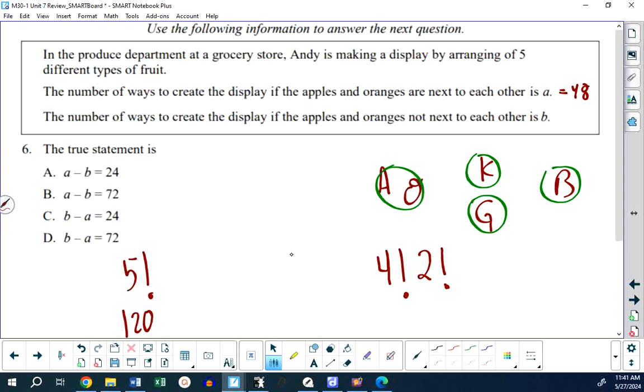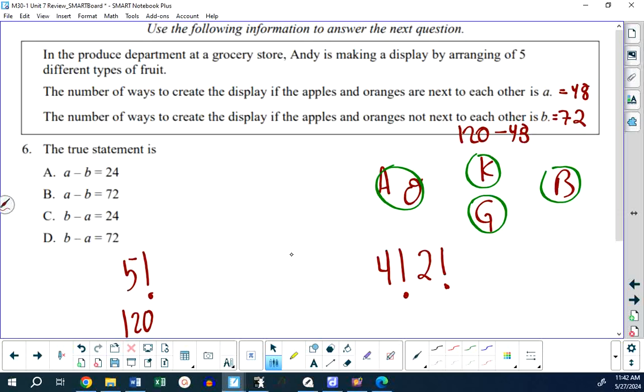Does that make sense? Okay. So B will be 120, the total number of arrangements, minus 48, the ones where they are together, and that, I believe, if my arithmetic is correct, is 72. So B is bigger than A. So we are looking at B minus A being equal to some number. What is 72 minus 48?